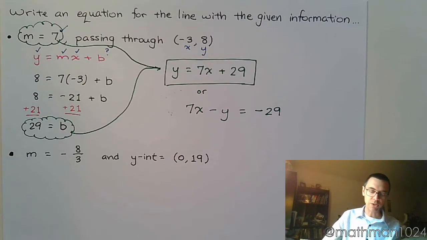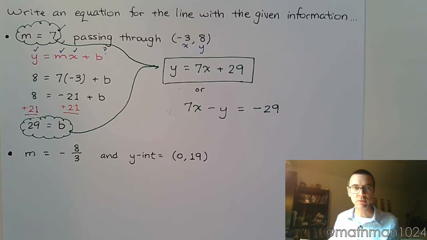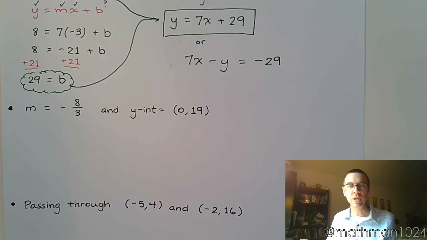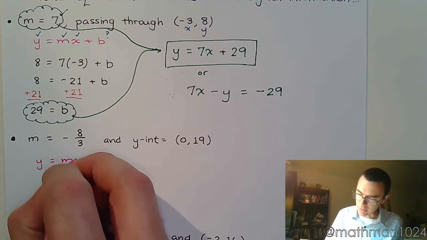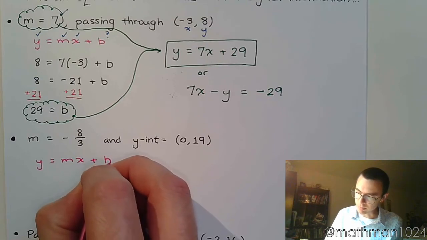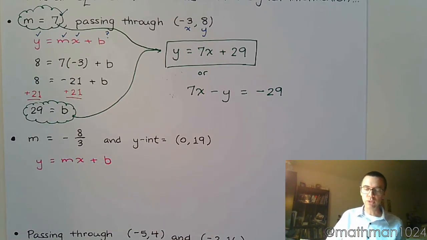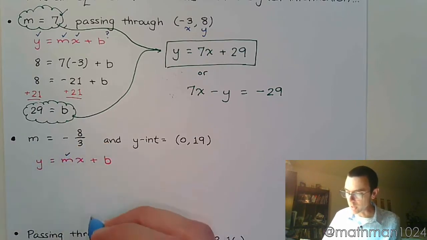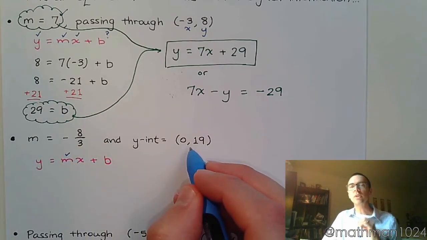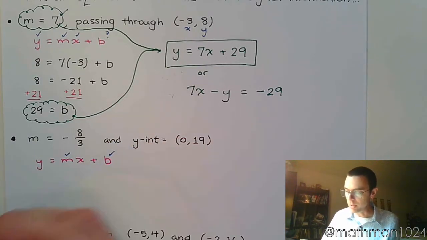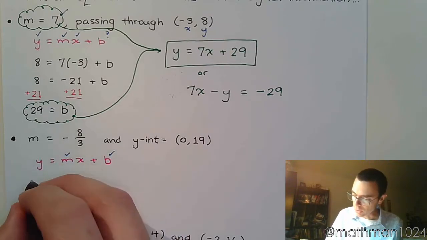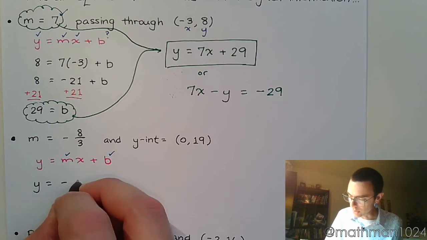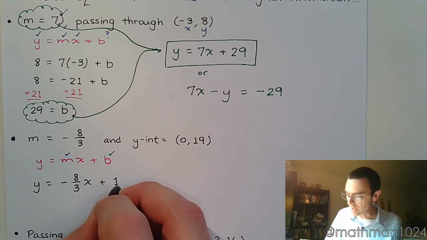Okay, now let's go into this next one. For this next problem, we have the slope is negative 8/3 and the y-intercept is (0, 19). So y equals mx plus b. Start there, and also realize that you are given the slope right away, and they gave you the y-intercept. So if they give you the y-intercept, that means you already know the b value. And really, that's enough for us to go ahead and write our equation. So y is equal to our slope, negative 8/3, times x plus my b value, which is 19.